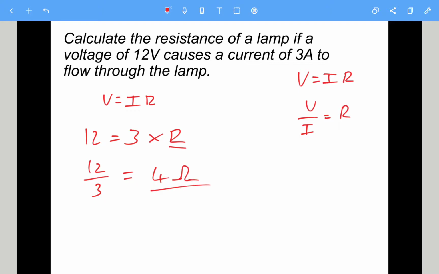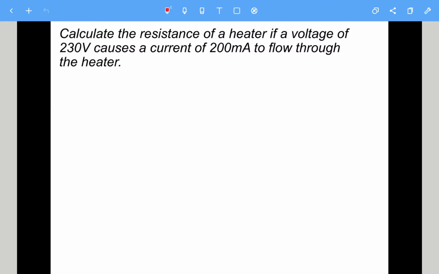Okay, one more. Calculate the resistance of a heater if a voltage of 230 volts causes a current of 200 milliamps to flow through the heater. So V equals IR. We need to be careful with this one because we've got 200 milliamps. Remember, milli means divide by 1,000. So 200 divided by 1,000 gives us a current of 0.2 amps, which we can use in our equation.